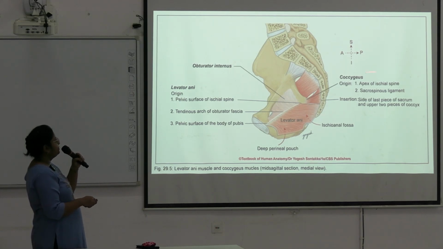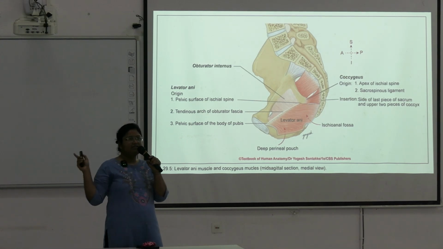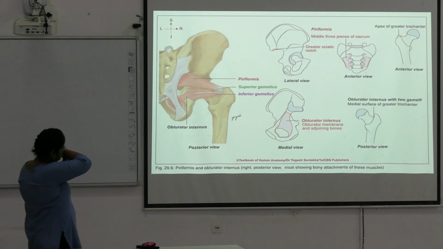So coccygeus origin is from the apex of the ischial spine and sacrospinous ligament, with insertion into the side of the last piece of sacrum and upper two pieces of the coccyx. This insertion you have seen during discussion of the sacrum.